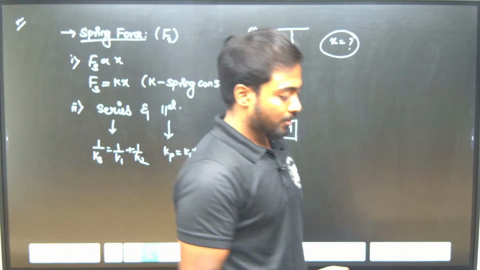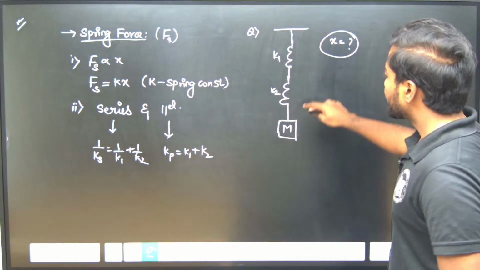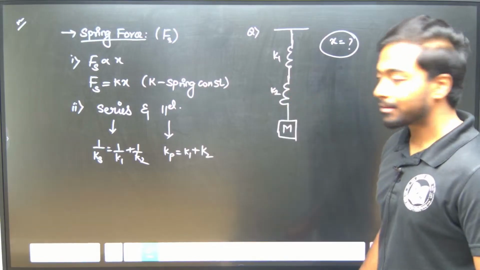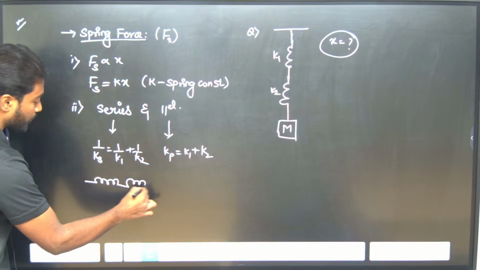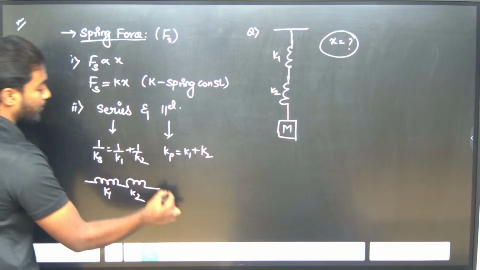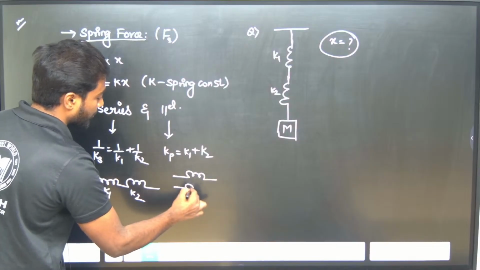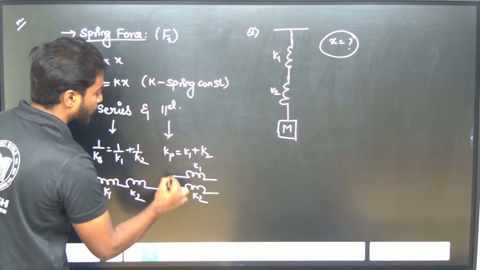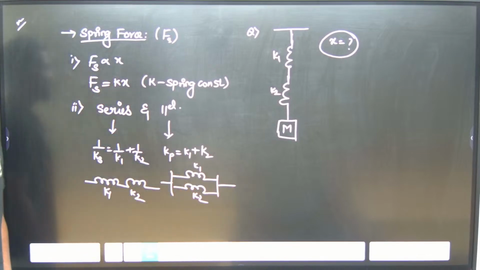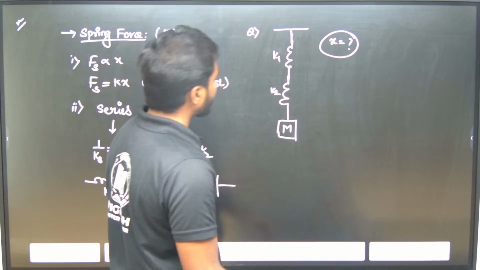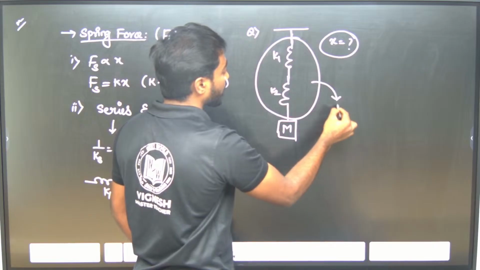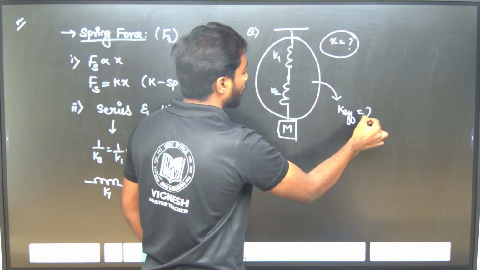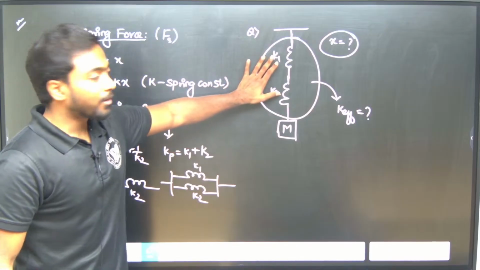To find this, I need to know whether the springs are in series or parallel. If I see these two, it is a series condition, in the sense that they are connected one by one, K1 and K2. When they are connected like this, side by side, that is parallel, K1 and K2. Now for these two springs I need to know the effective value, K effective. I have found that it is in series condition.